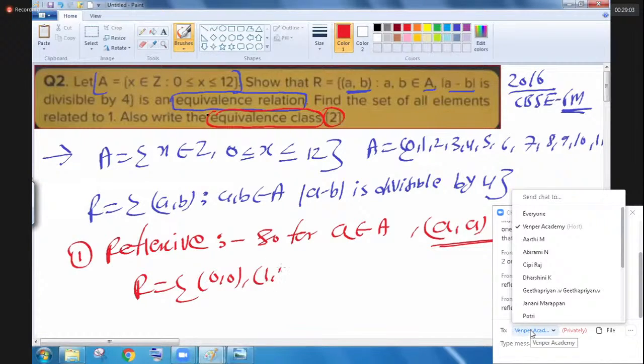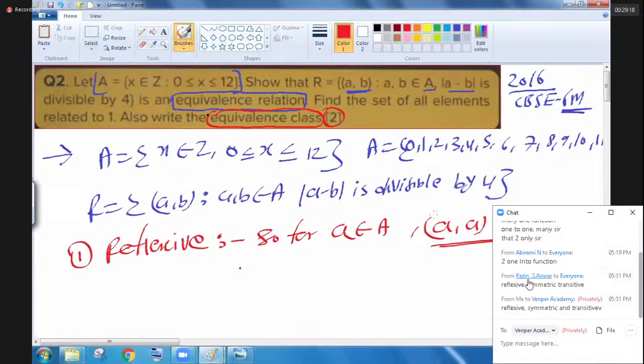You will have (4, 4), (5, 5), (6, 6), (7, 7), up to 12. I'm not going to write all of them; you don't even have to do that. Definitely there will be ordered pairs which are doublets. If you multiply A cross A, among all the ordered pairs there will be (1, 1), (2, 2), (3, 3). So without writing all of it, I can write that (a, a) belongs to R. We have confirmed that (a, a) belongs to R.